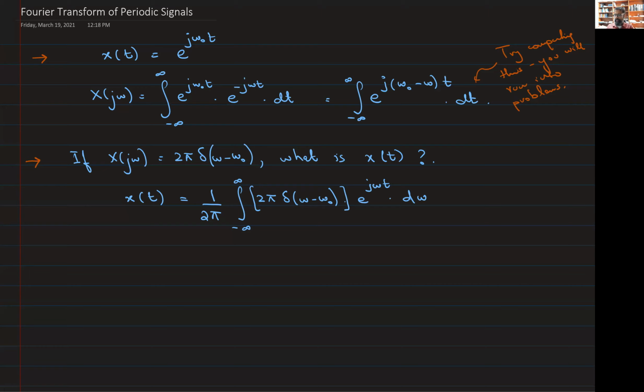Okay? So I just apply the inverse Fourier transform relationship to this, and I see that this 2 pi cancels with this 2 pi, and what I'm left with is this integral from minus infinity to plus infinity, delta omega minus omega naught, e raised to power j omega t times d omega. And what is this equal to? This is indeed equal to e raised to power j omega naught t, and this comes about once again because of the sampling property of the unit impulse. Okay, because of the sampling property of the unit impulse, right?